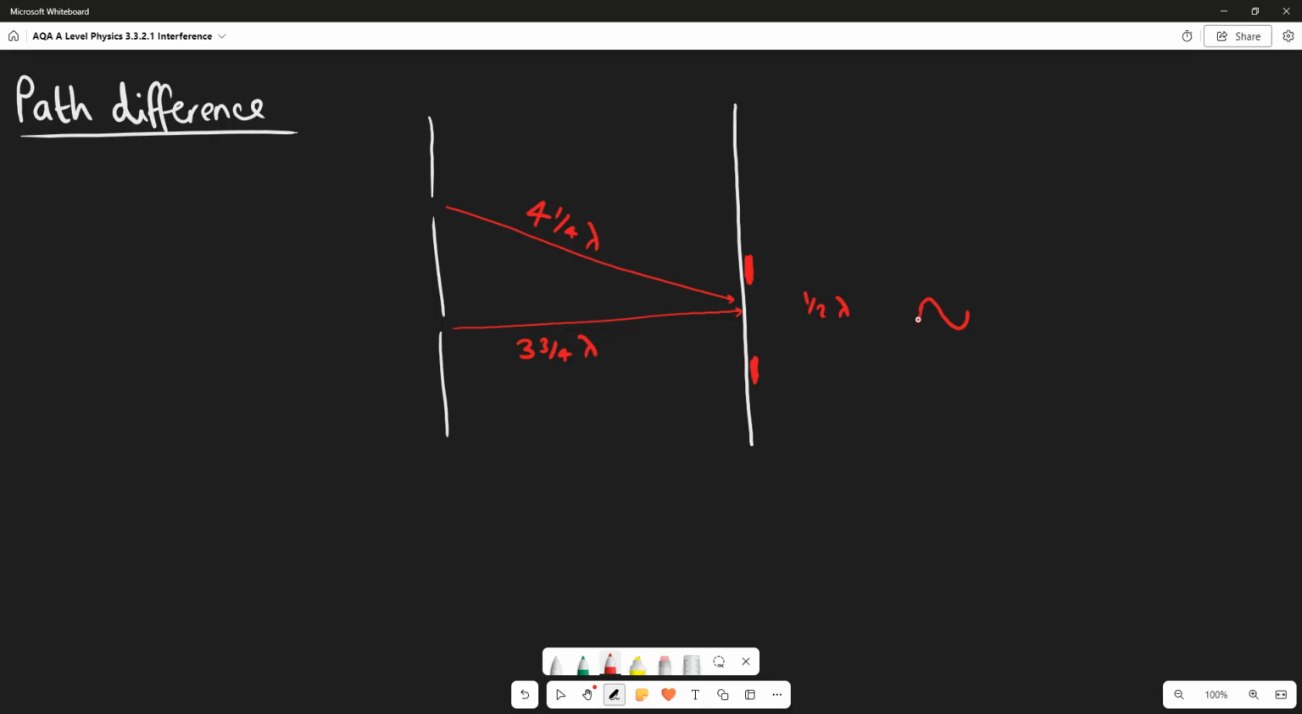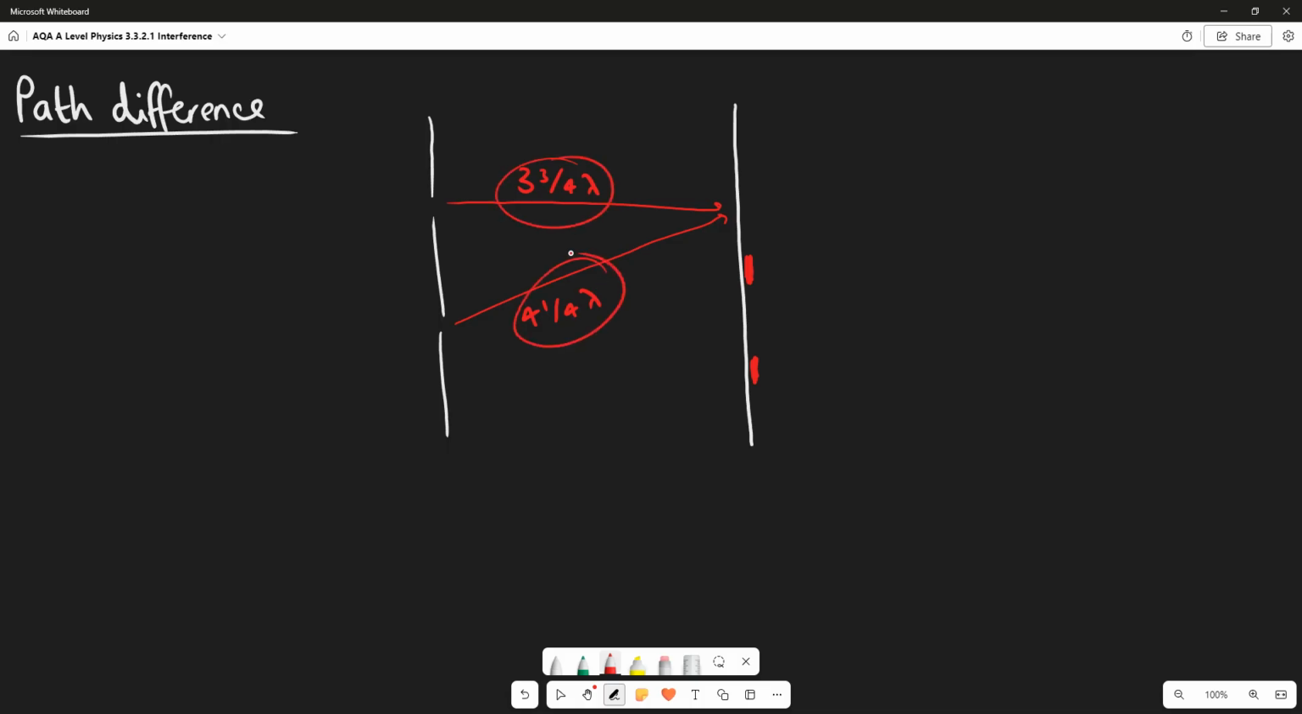So if the one at the top is arriving with a peak, then the one at the bottom from the bottom slit was arriving with the trough. And that's what caused the light to cancel itself out and create a dark spot. The other dark spot was doing something similar, except this time the light from the lower slit was travelling the further distance. It was travelling just over 4 wavelengths. It was 4 1/4, and this one was travelling 3 3/4 wavelengths. Again, the difference between those two values is half a wavelength.